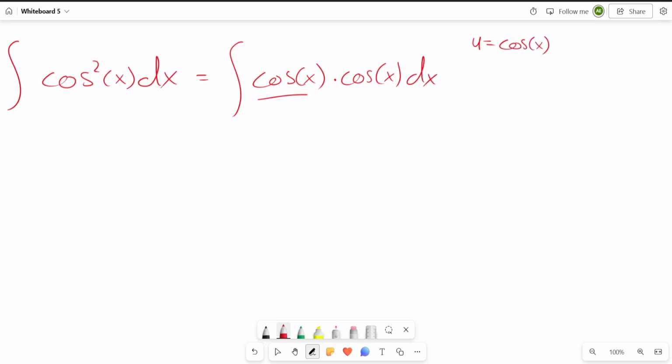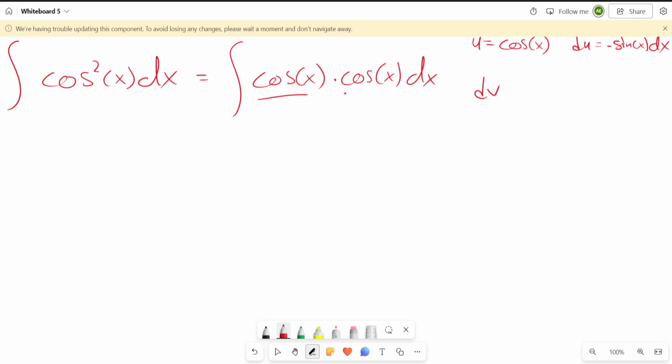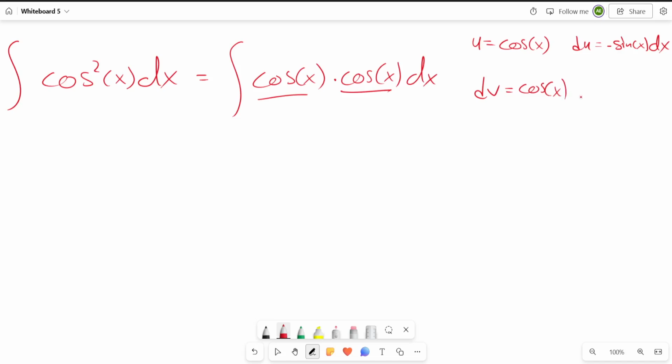That makes my du equal to, differentiation of cosine is negative sine x, then we multiply by dx. My dv, I'm going to choose also as cosine x, so it's going to equal cosine of x. So my v is the integration of that, so it's going to be sine of x.